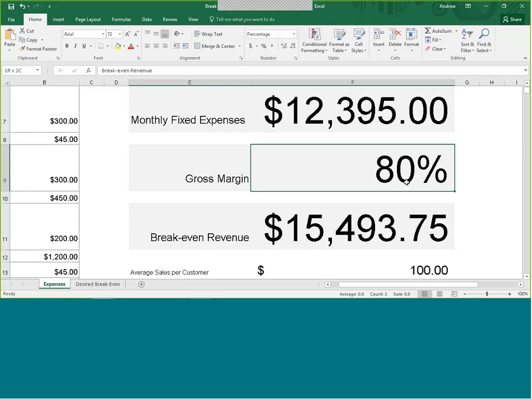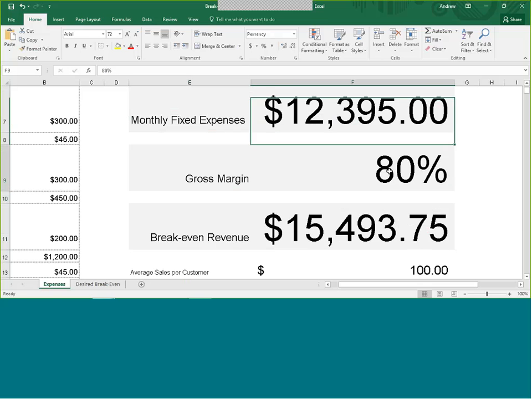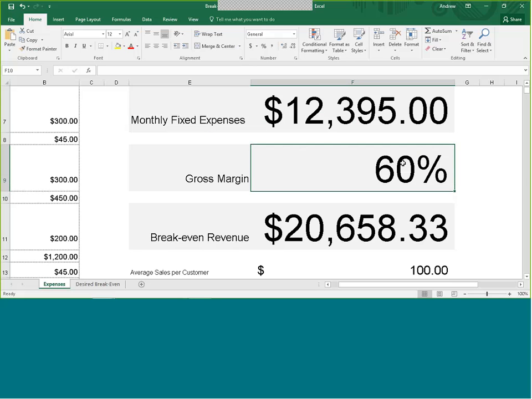Just remember, when you divide by a percentage, if you're using a calculator, 80% will be 0.8 and 50% will be 0.5. But if you do it on a computer like this, it will work it out automatically. There you go. So let's say my gross profit was 60%.